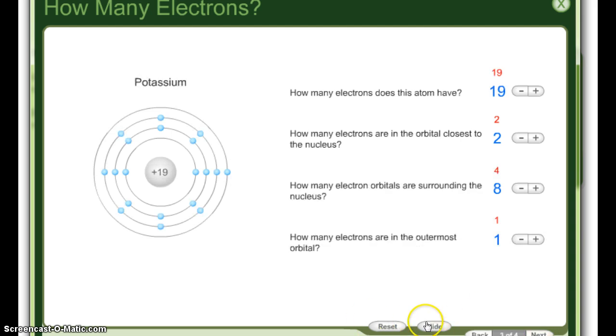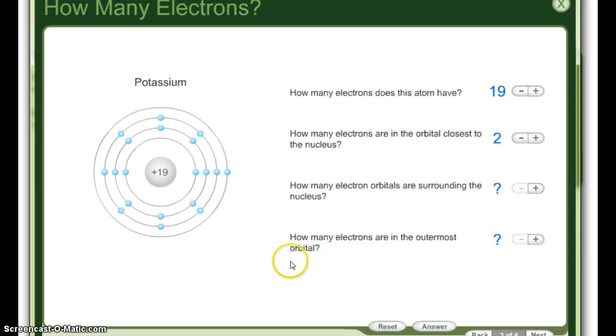All right, and let's go ahead and look at this one. Potassium. How many electrons does this atom have? It's electrically neutral. It has 19 protons, so it has 19 electrons. How many electrons are in the orbital closest to the nucleus? Your first orbital can only hold 2. How many will the next one hold? 8. How many does the next one hold? 8. How many are left over for the outer one? Just 1. And that's our last question.